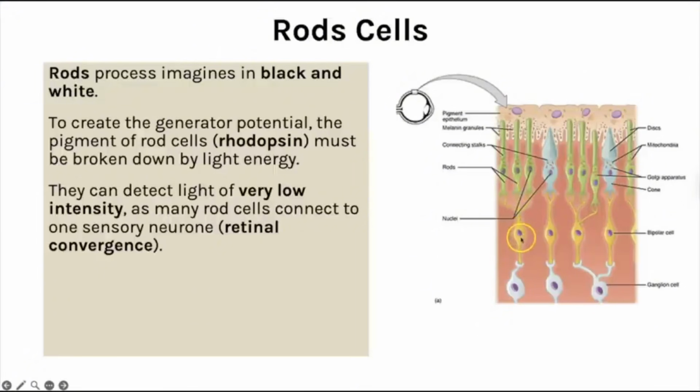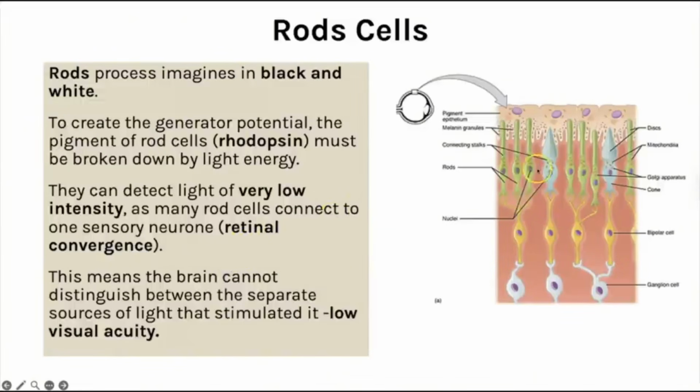In this case, we can see it's called a bipolar cell before it gets that sensory neuron. And this is known as retinal convergence because we have multiple rod cells converging or meeting at one bipolar cell. And this means that collectively they are able to trigger that action potential, but because you have got multiple rod cells feeding to one bipolar cell, it means the brain cannot distinguish between the separate sources of where that light energy came from. So that's known as low visual acuity, which means you don't have that sharp, clear, crisp vision.